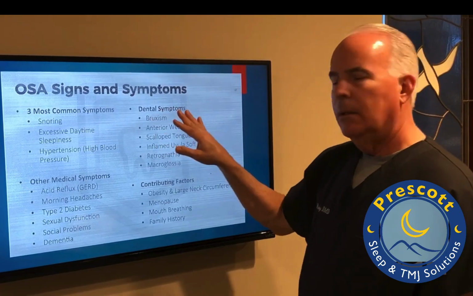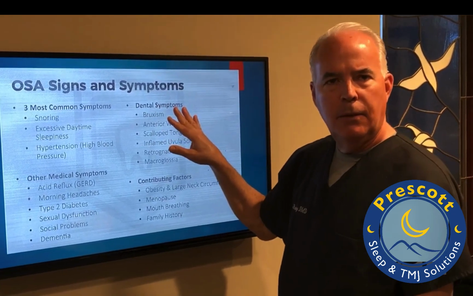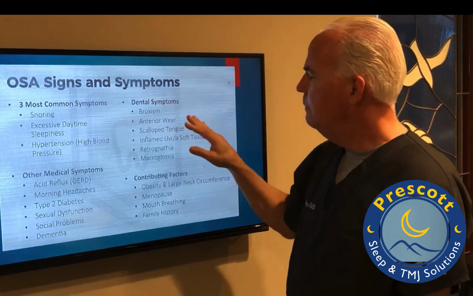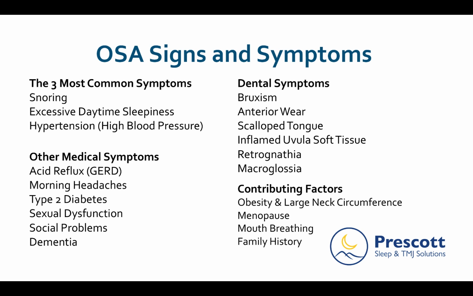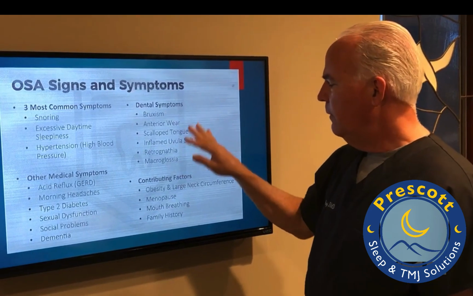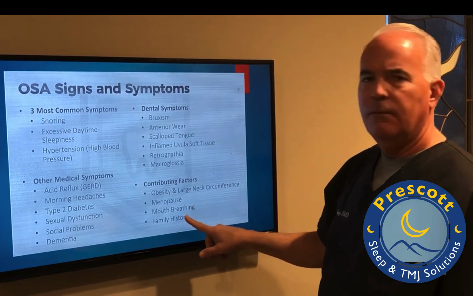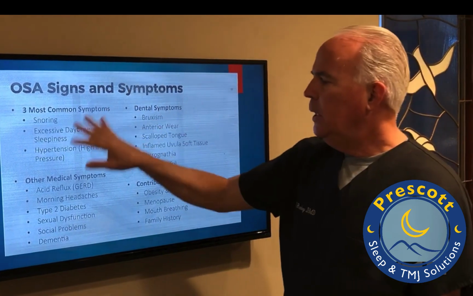There are many signs that we can, as first responders, as dentists, help to diagnose and screen for. We see heavy wear on teeth. We can see a scalloped tongue and a large tongue and different things. Contributing factors: obesity, where we look at BMI, body mass index. Neck circumference is a big deal here. Age, breathing history and family history. So this is what we can look at.